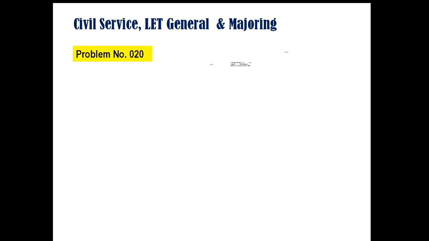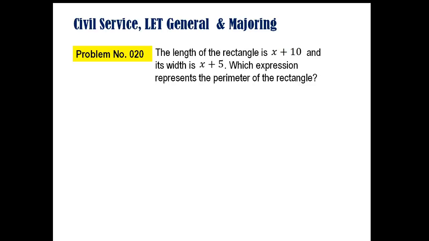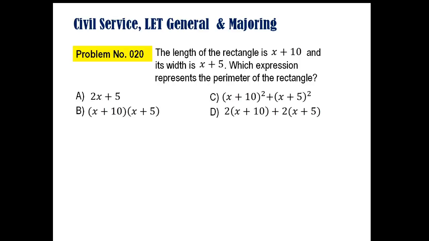Problem number 020. The length of the rectangle is x plus 10 and its width is x plus 5. Which expression represents the perimeter of the rectangle? For the choices, A, 2x plus 5. B, quantity x plus 10 times quantity x plus 5. C, quantity x plus 10 squared plus quantity x plus 5 squared. D, 2 times quantity x plus 10 plus 2 times quantity x plus 5.